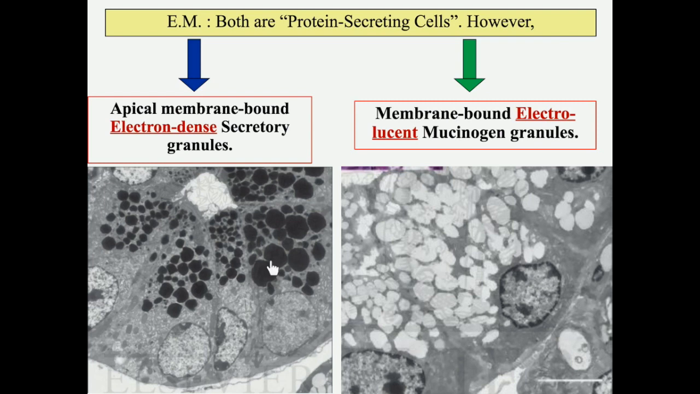By looking just for the cytoplasm, here we have the secretory granules appear to be electron dense, very dark at the apex of the cell.